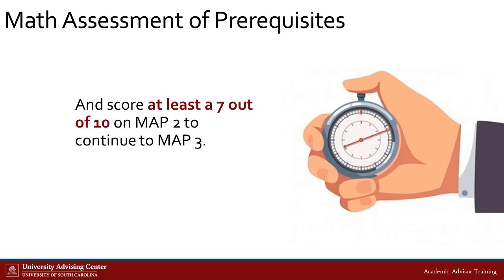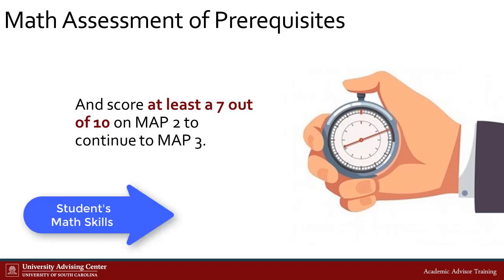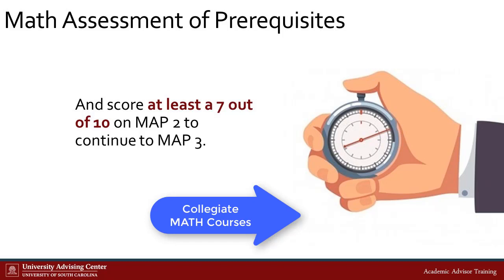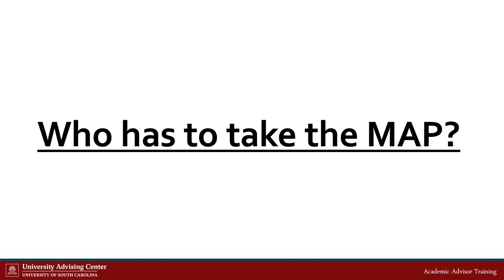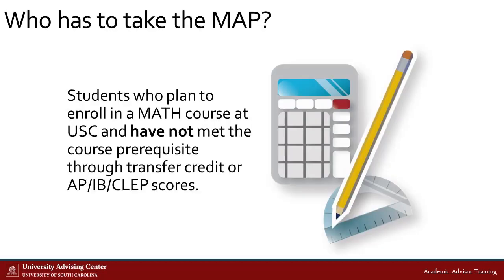The MAP gauges how a student's math skills translate to the collegiate math courses at USC. Students are placed into the most appropriate level math course based on assessment performance. More information about the MAP and skills covered in each level can be found on the MAP Instructions webpage. Who has to take the Math Assessment of Prerequisites? Students who plan to enroll in a math course at USC and have not met the course prerequisite through transfer credit or AP, IB, CLEP scores will take the MAP.